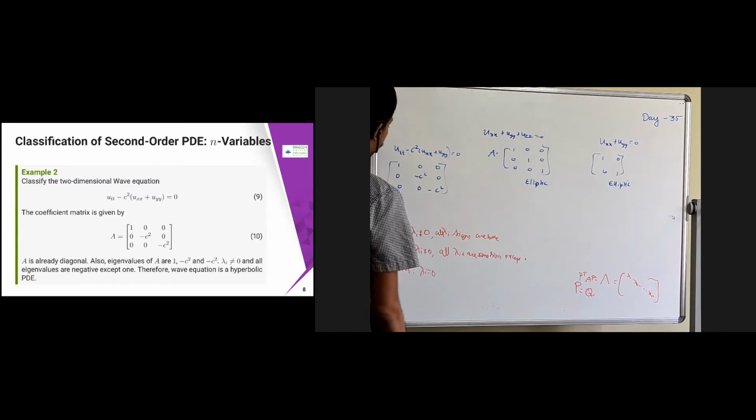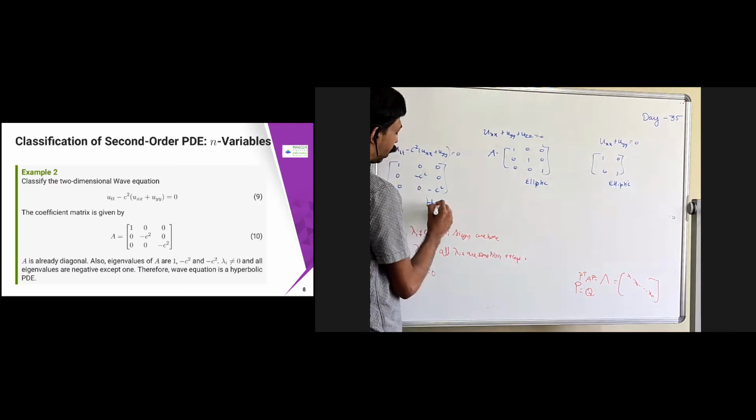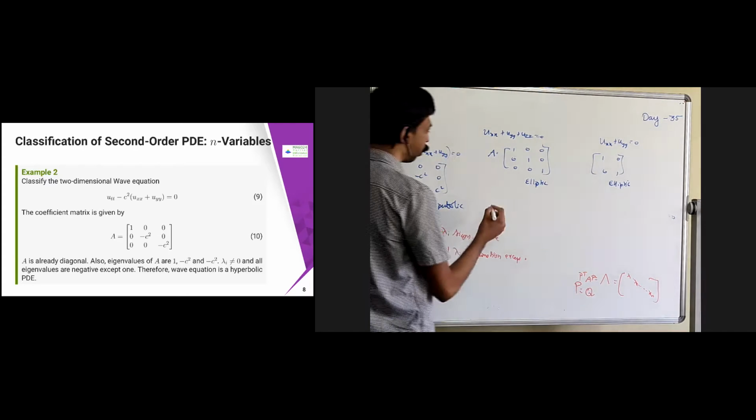So you can see that two eigenvalues are the same sign, except the first one, which has a different sign. So the eigenvalues are minus c square. Therefore, this is going to become hyperbolic. The same thing you can do for the other one also.